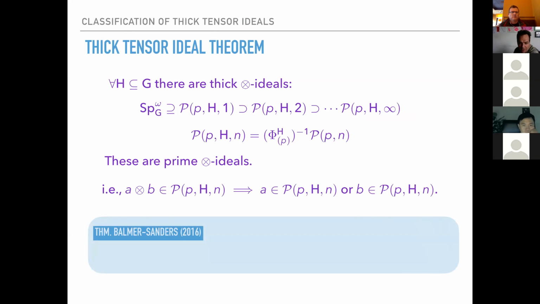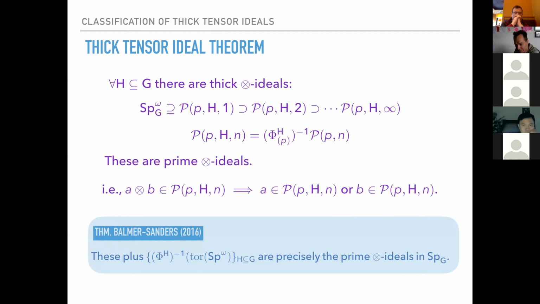So Balmer and Sanders, in this Inventiones paper from 2016, showed that this is almost all the prime ideals. You have to add in a sort of generic points, which correspond to the torsion finite spectra, and look at all those things whose geometric fixed points are torsion. And these are precisely the prime thick tensor ideals in compact genuine G-spectra. It's a nice result.